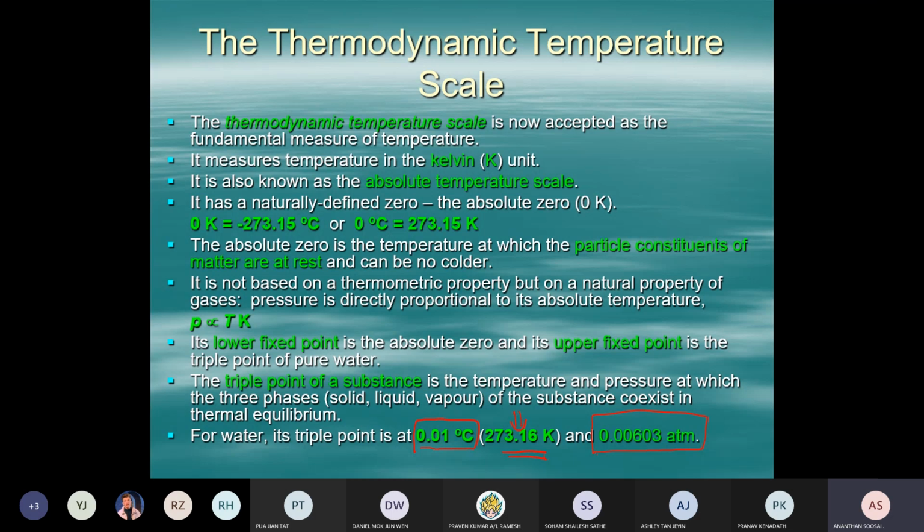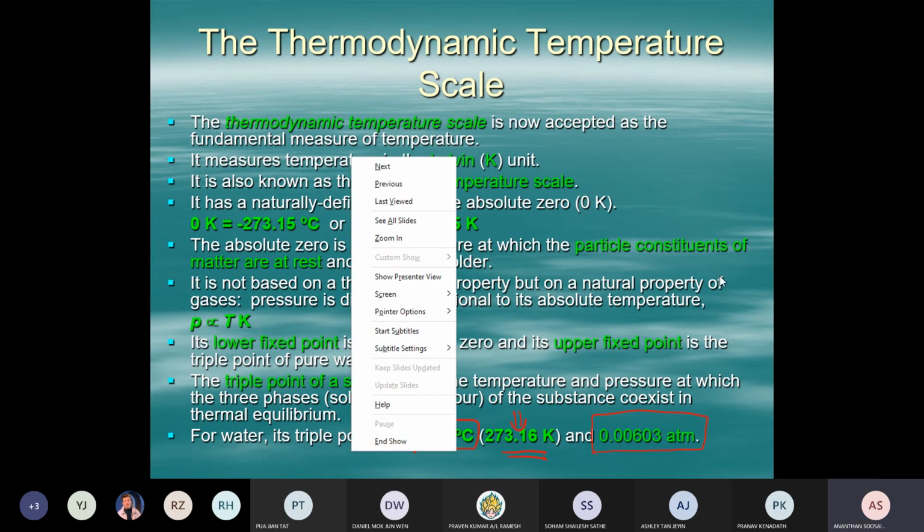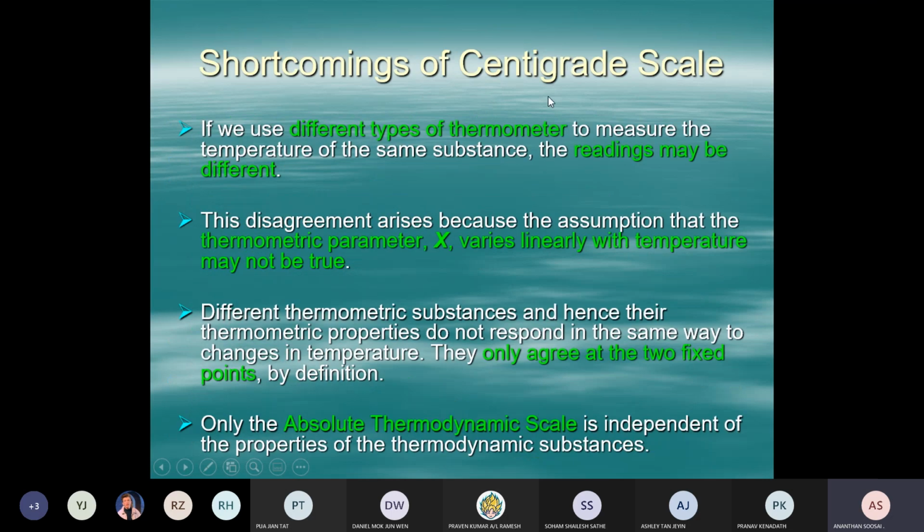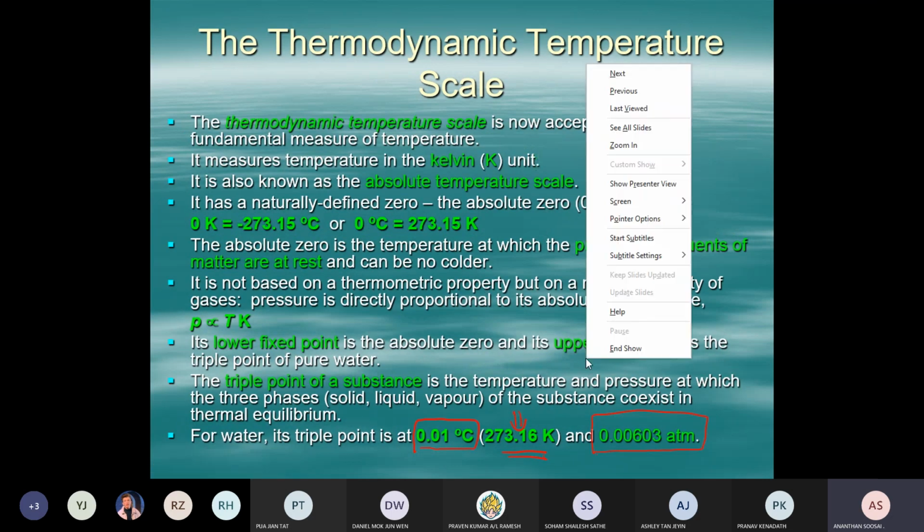So far, any questions? Something new, eh? So far, no questions? Okay. Why is pressure proportional to temperature? Why is this scale found to be better than the centigrade scale? Let's discuss that.